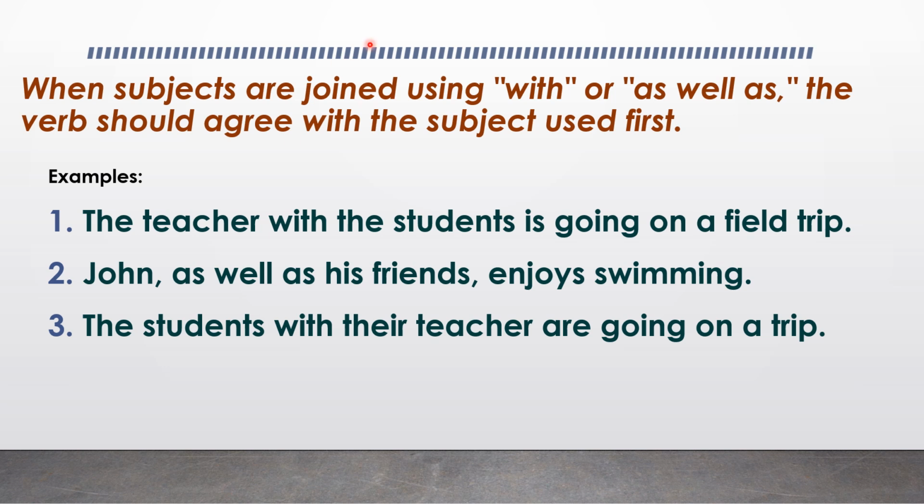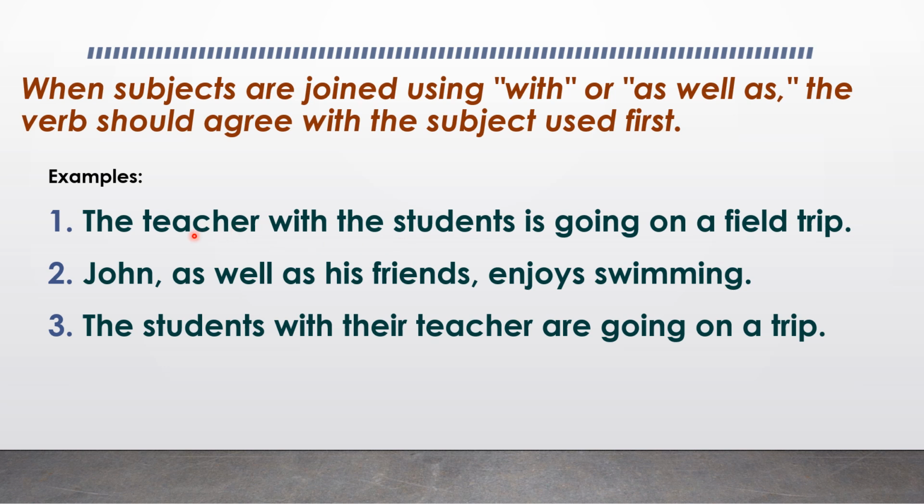And when the subjects are joined by using with or as well as, the verb should agree with the subject used first. जब दो सब्जेक्ट्स ज्वाइन हो रहे हैं with और as well as words के साथ, तो हमने जो first one सब्जेक्ट है उसके according verb को यूज करना है. For example, the teacher with the students is going on a trip.